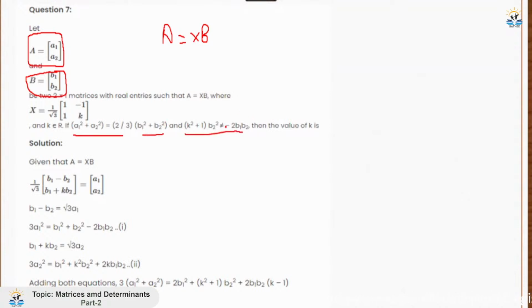मतलब मेरे को तीन condition दी गई है, and they are asking me the value of K. So basically I need to tell the value of K by using these three conditions. Okay, so again a simple one.